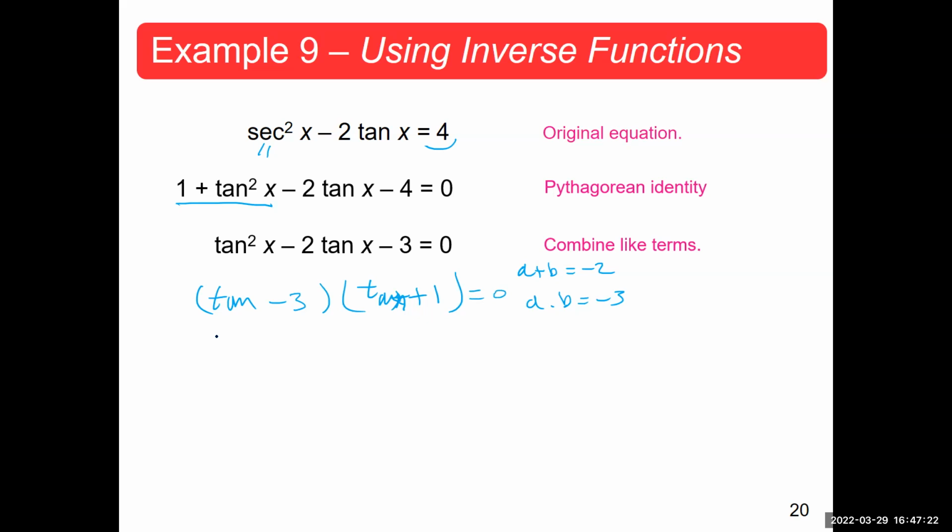We're going to go back to the circle. Tangent x minus 3 equals 0, then tangent x equals 3. Then we need to figure out what's the angle. It's the same thing, you have two solutions. Then tangent x plus 1 equals 0. You get tangent x equals -1.